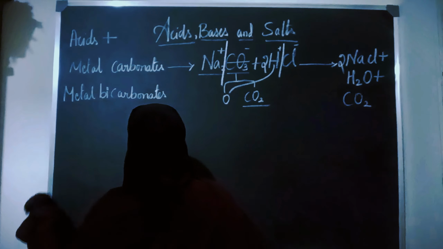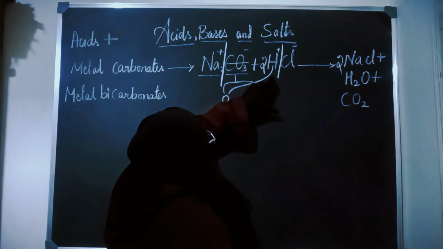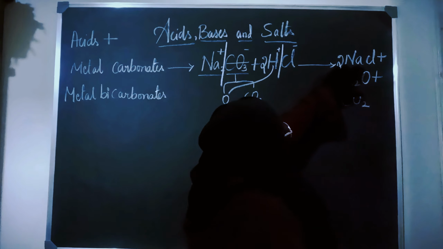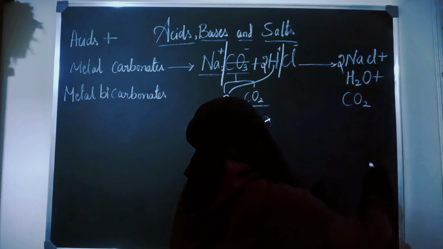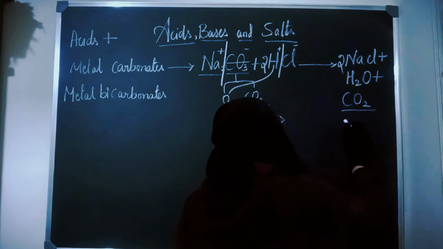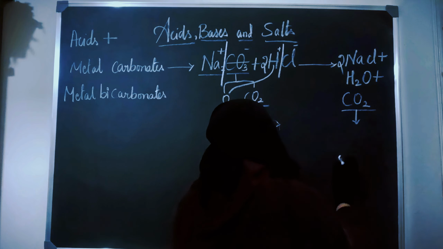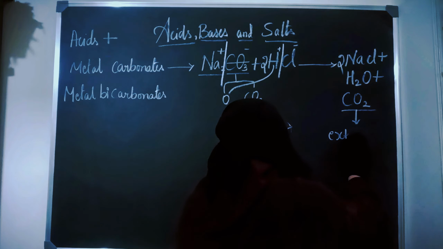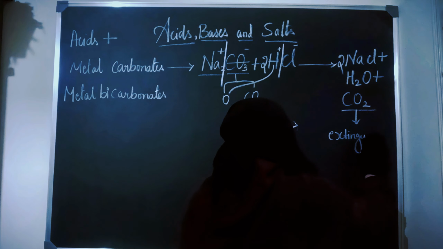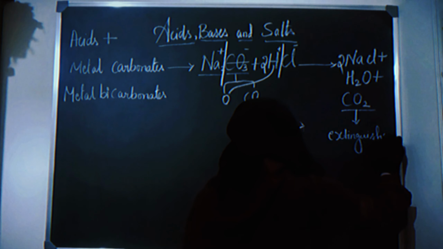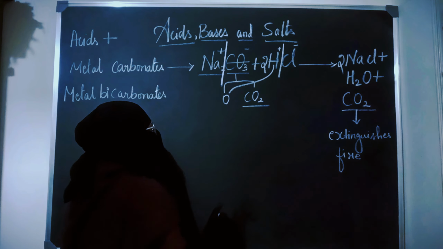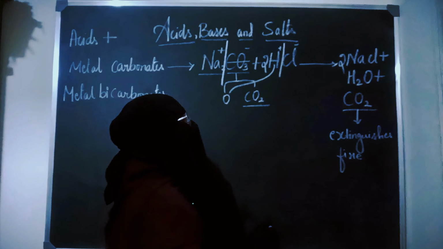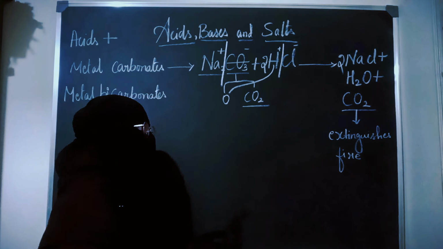So basically whenever a metal carbonate reacts with an acid, it leads to the formation of a salt, water and the gas carbon dioxide. And we already know that carbon dioxide has a special property where it extinguishes the fire. This is the property of carbon dioxide which is formed during this reaction.